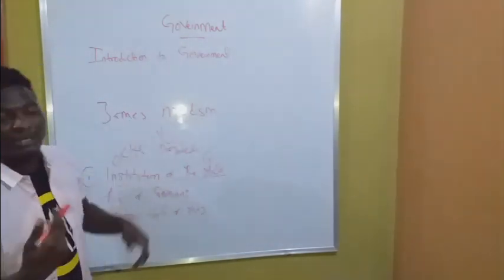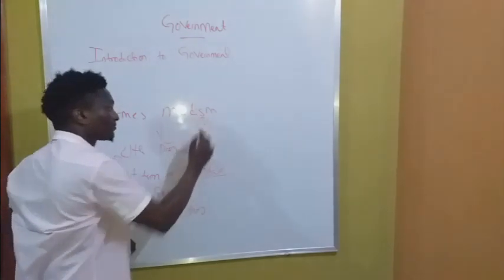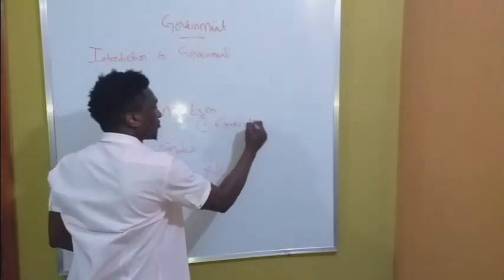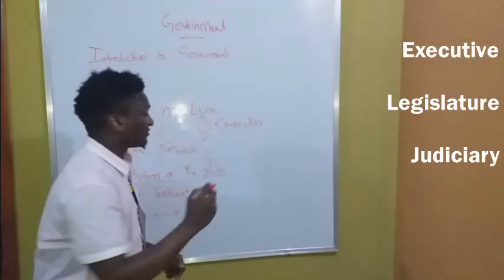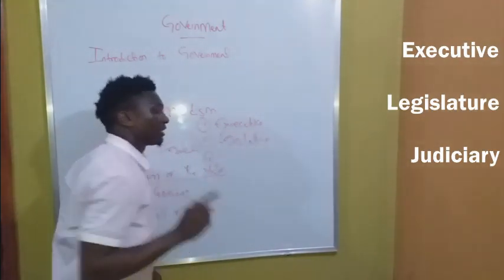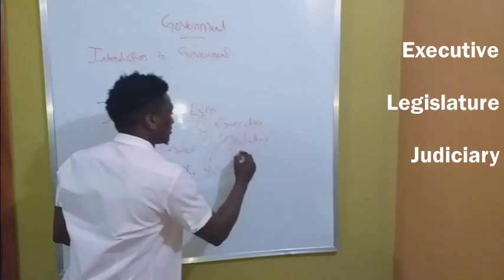So if we are to microscopically look at governments, we are bound to find one, what you call the executive. Number two, we are bound to have the legislature. And number three, we are to have the judiciary.